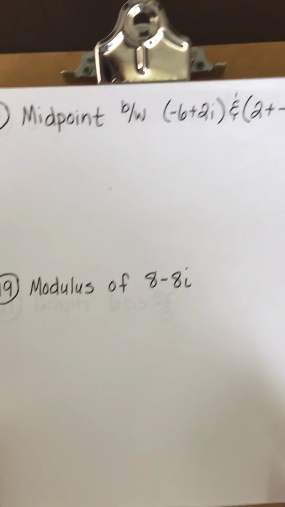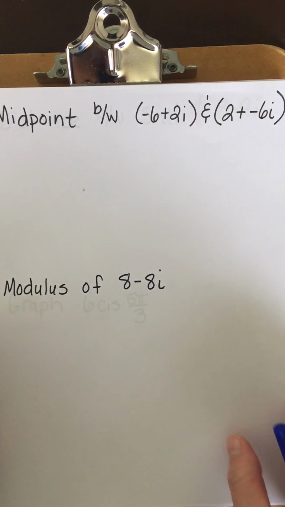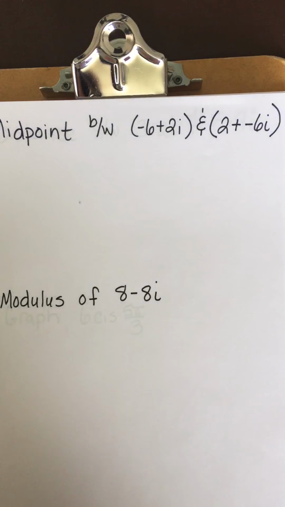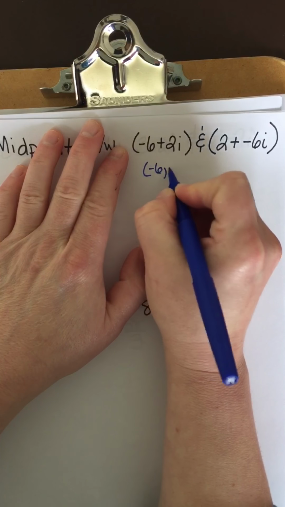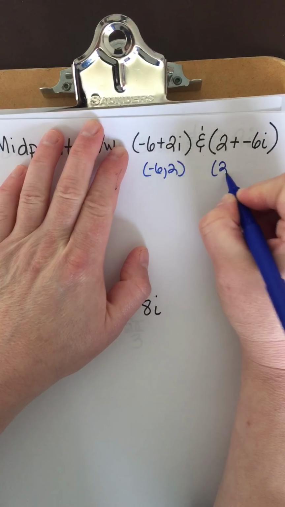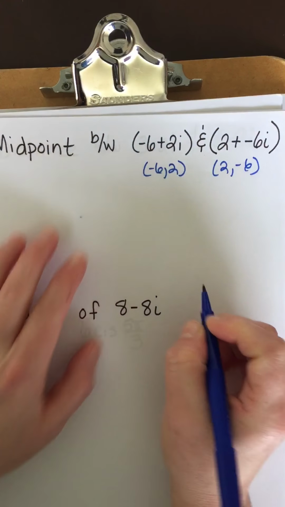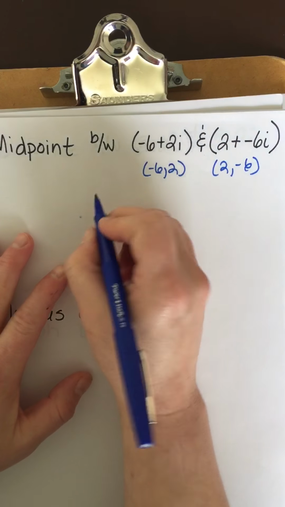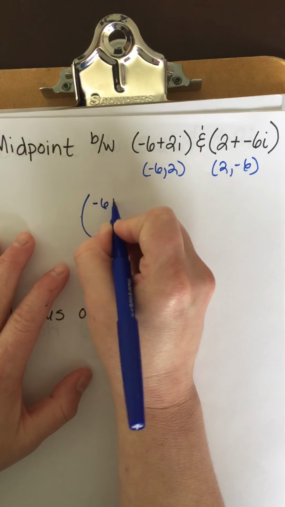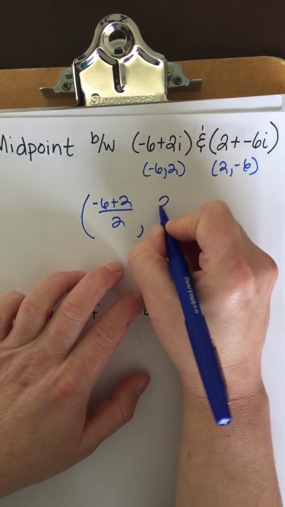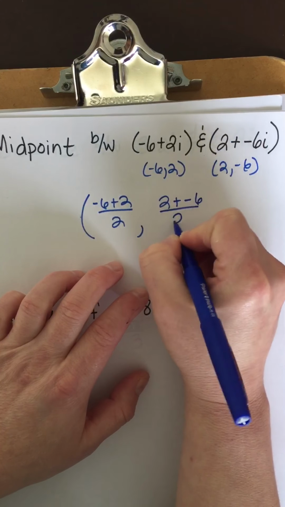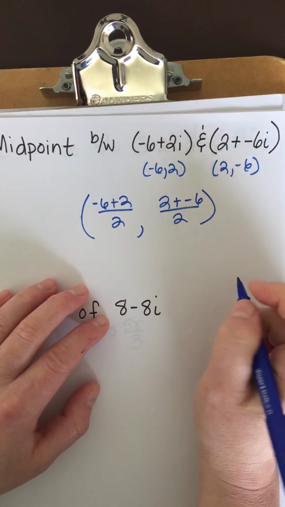All right, for number 18, it wants us to find the midpoint between these two complex numbers, and we just use the midpoint formula. So think of this as negative 6, 2, and this is 2, negative 6. So I'm going to add my x's and my y's and divide by 2. So that'll be negative 6 plus 2 over 2, so my two real parts. And then 2 plus negative 6 divided by 2 in my imaginary part.